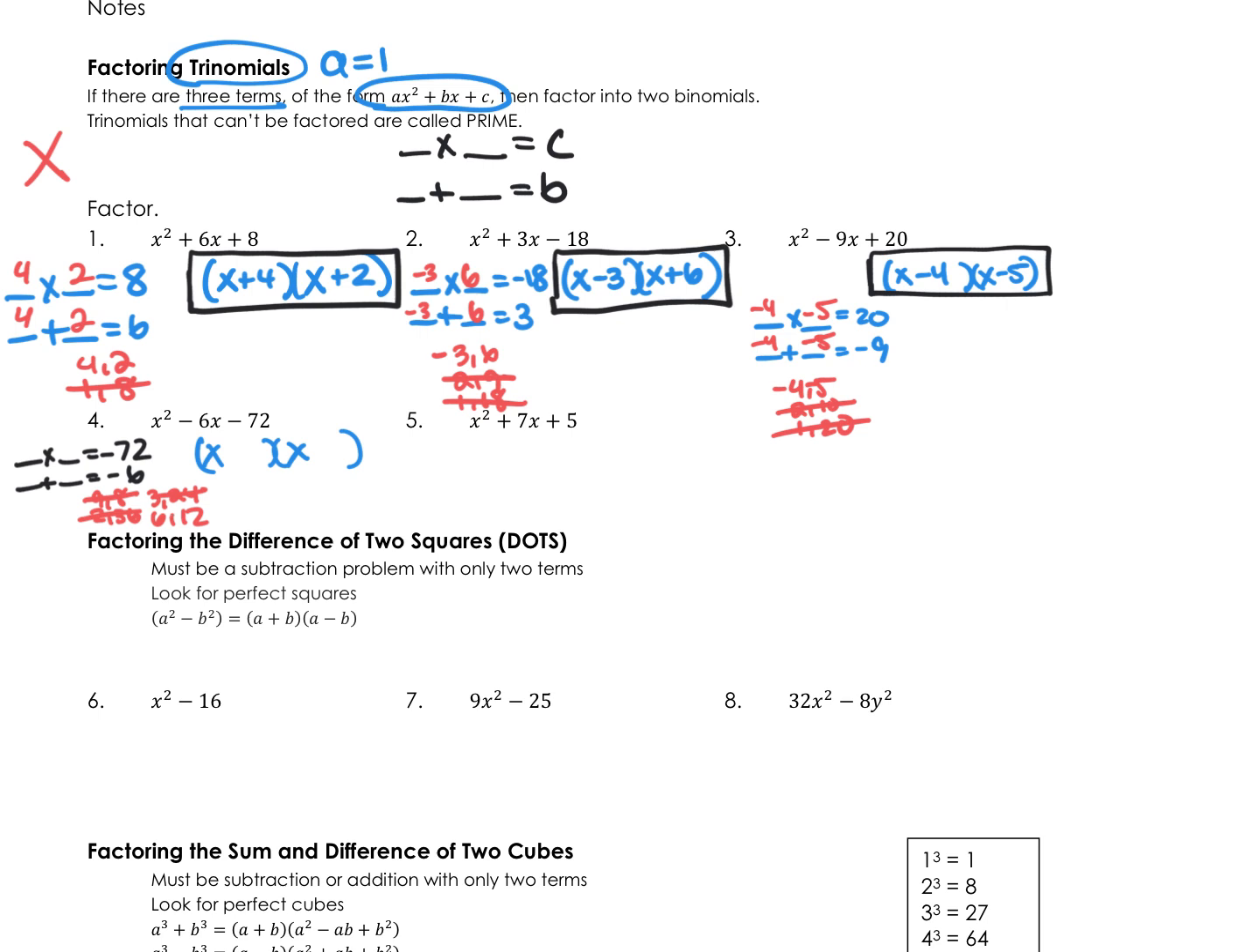So the 12 is going to have to be negative. If you make the 6 negative, you're going to get a positive 6, but we want a negative 6. So it's 6 and negative 12. So it's going to be x plus 6, x minus 12.